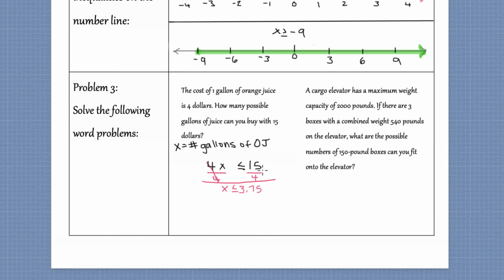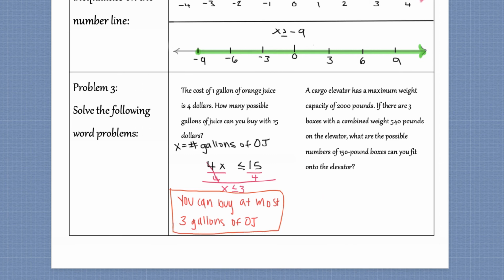And so instead we're going to round down, and we're going to say that we can buy at most 3 gallons of orange juice. So we're going to say that x is less than or equal to 3. So that's going to tell us that we can buy at most 3 gallons of orange juice. So we're going to write that right here, that you can buy at most 3 gallons of orange juice. And that is going to be our solution to this word problem.